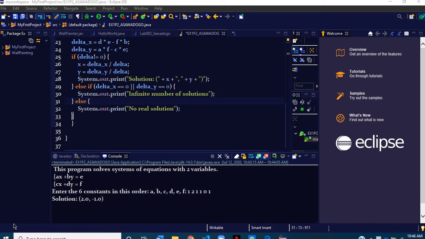Exam1 Program2. So before I start, let me run the program. The program takes the 6 variables of a system of equations with 2 variables and uses Cramer's rule to solve the equations and output the solution. So let's run it from the beginning.